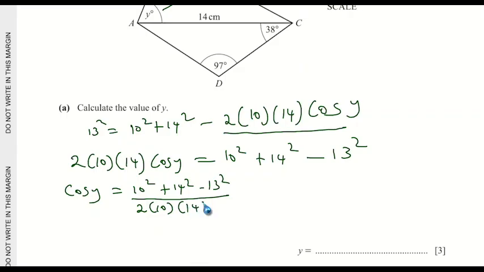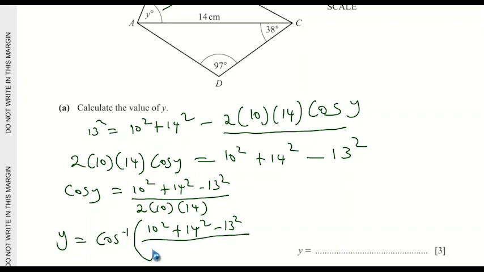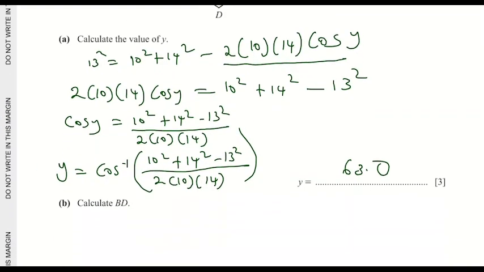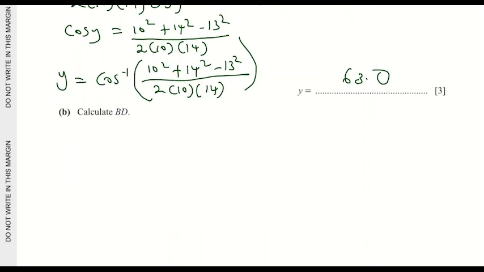10 into 14. Okay, so you can take cos inverse of both sides. Y equals cos inverse of the whole of this, 10 squared plus 14 squared minus 13 squared over 2 into 10 into 14. Input this into your calculator, okay, and you get the value of y to be 63.0. So this is what I do most of the time, because you have your calculator, so you don't have to be solving this one after the other. Okay, just input everything into the calculator, boom, you are good.